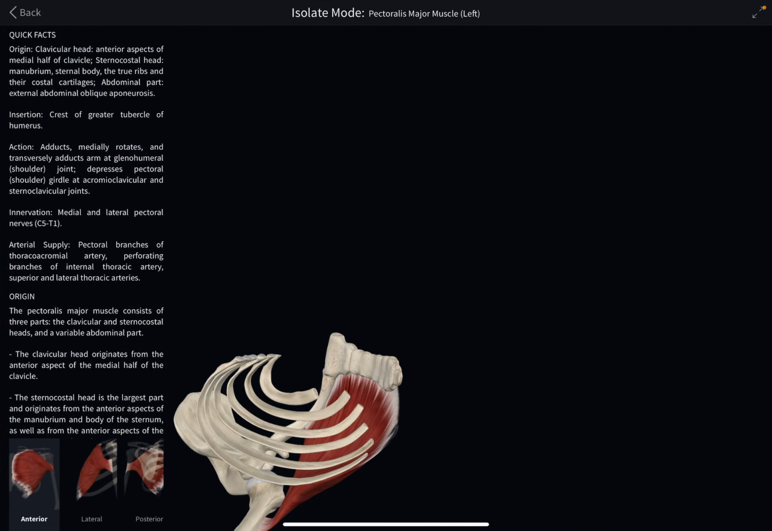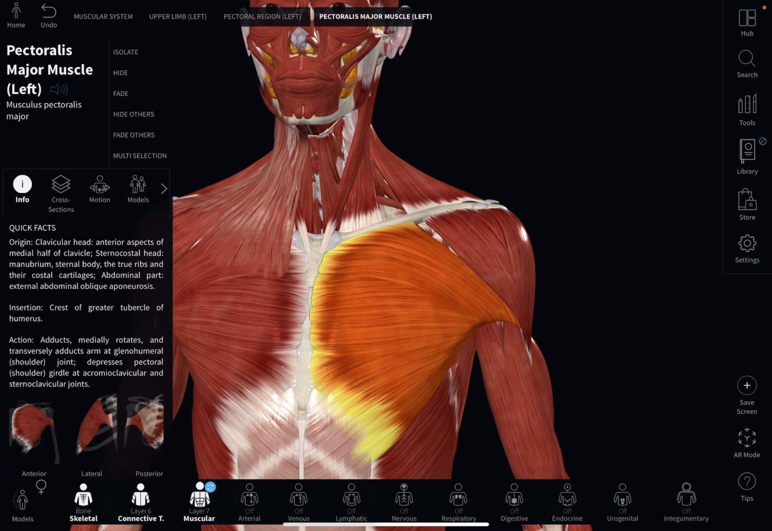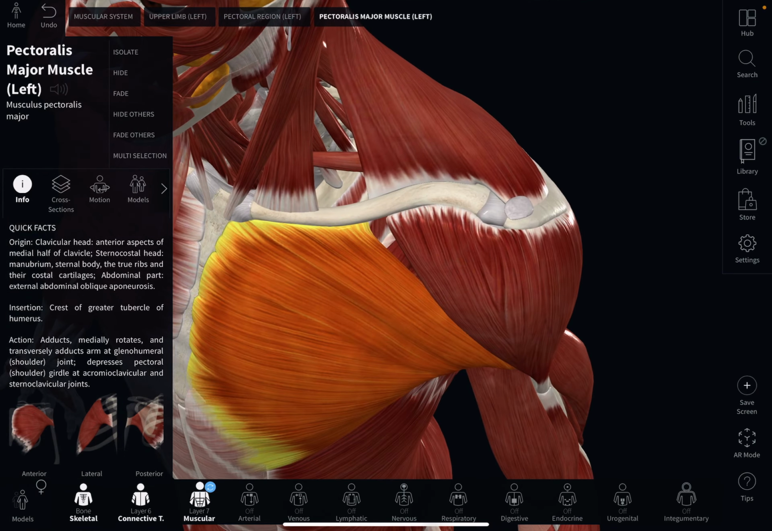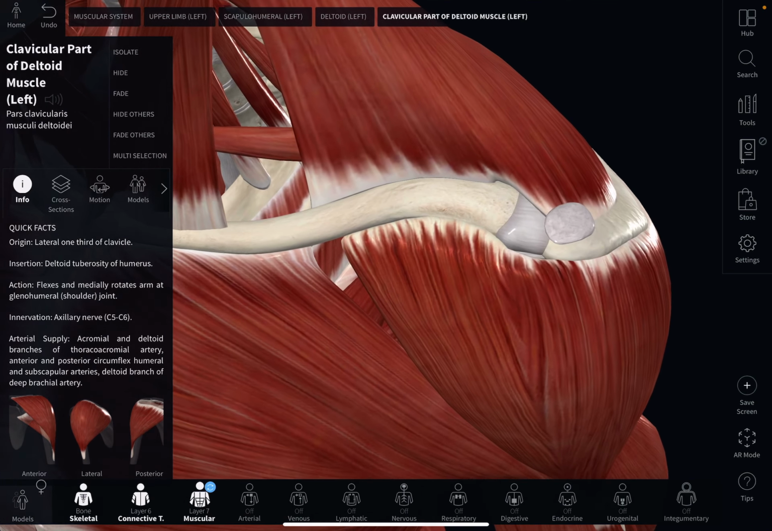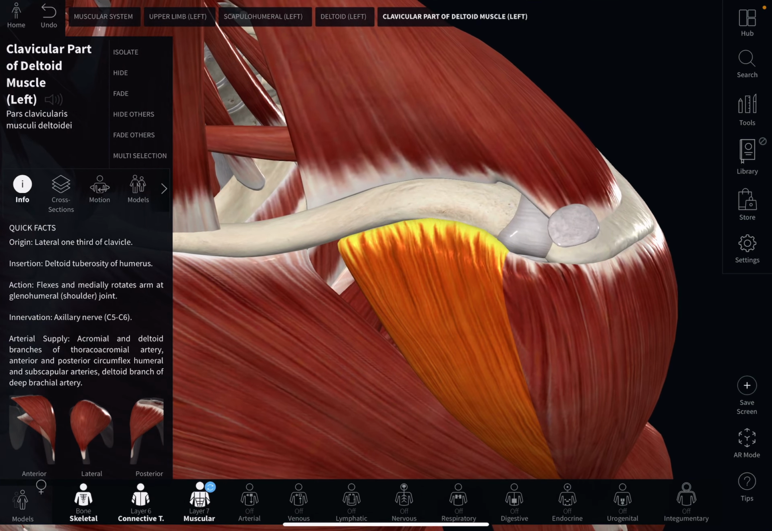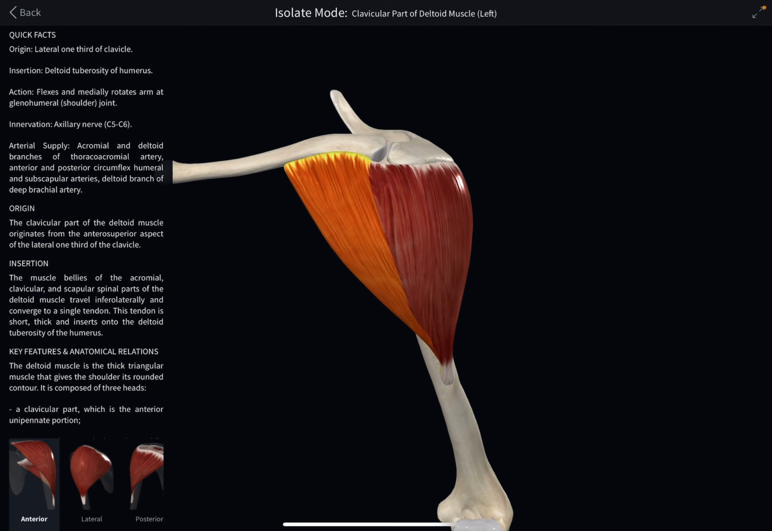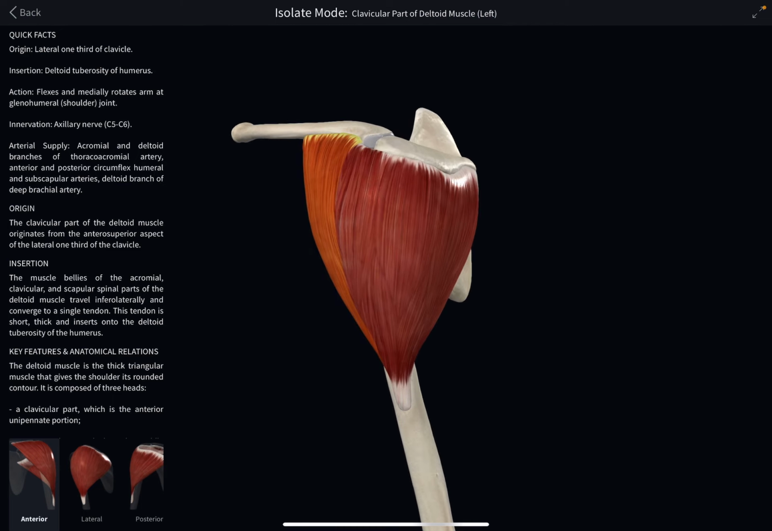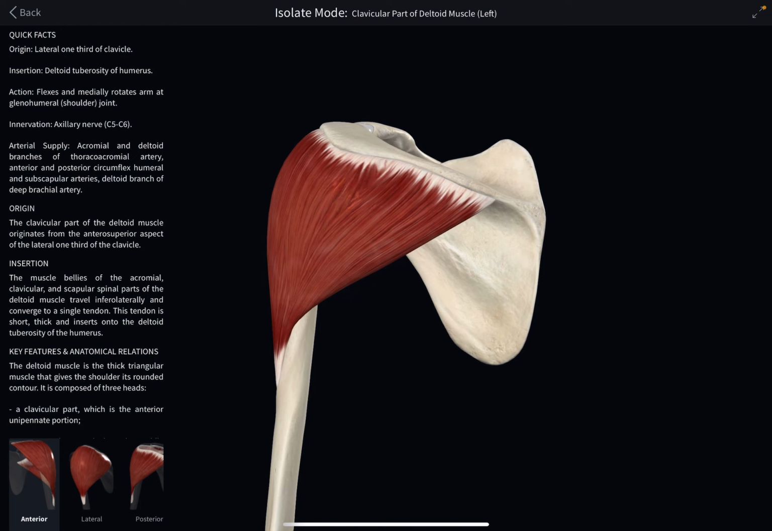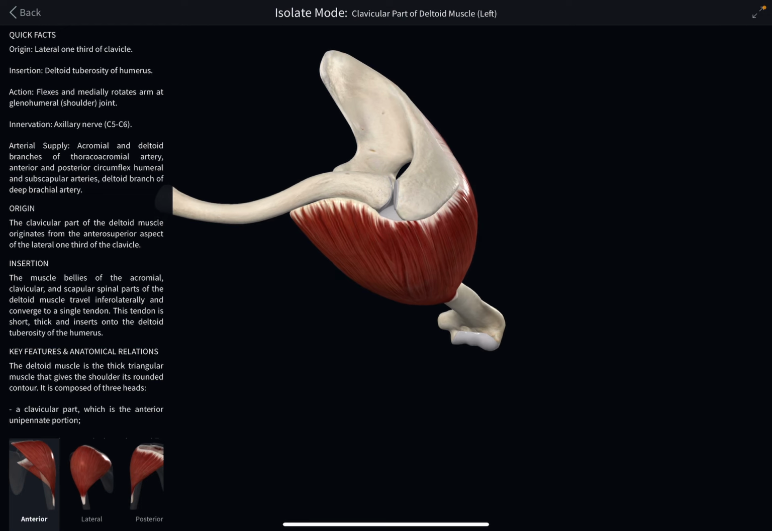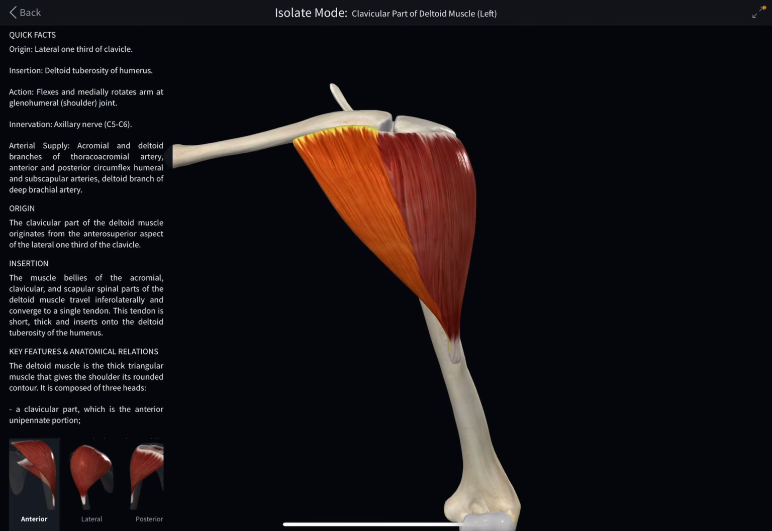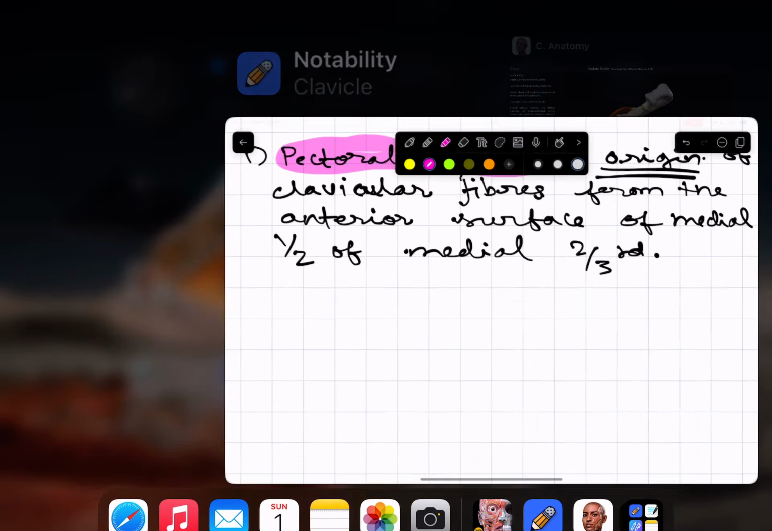So we have another muscle on the anterior surface here, but on the lateral one-third, right? That's the deltoid muscle. So this is the clavicular fibers of the deltoid. They take origin from the anterior border of the lateral one-third, as you can see here. These are the clavicular fibers, or the anterior fibers, of the deltoid. Then we have the middle fibers of the deltoid, then the posterior fibers of the deltoid. So the anterior fibers are taking origin from the anterior border of the lateral one-third of the shaft of the clavicle. Right. Now let us write this down.